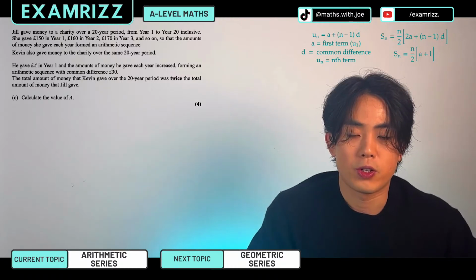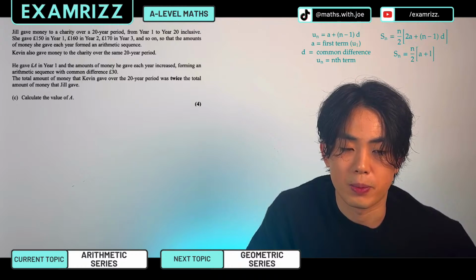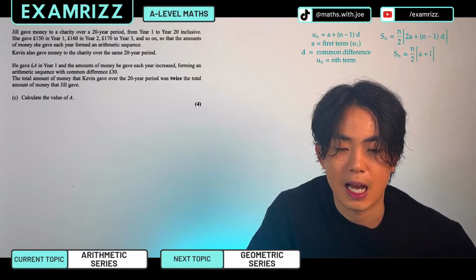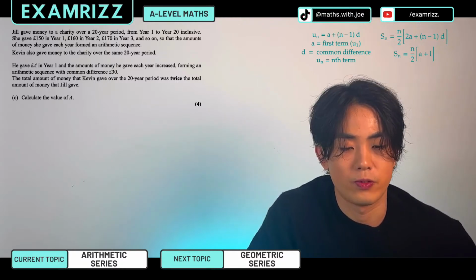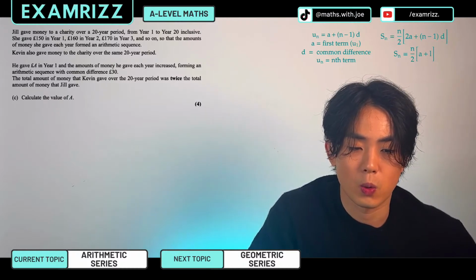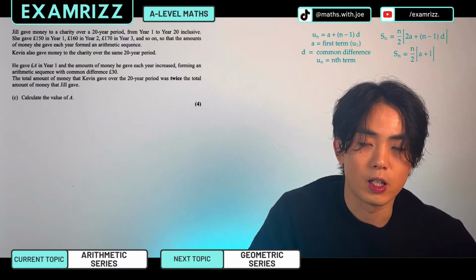So we've got now more information. It says Kevin also gives money to charity over the same 20-year period. He gave £A in year 1, and the amount of money he gave each year increased, forming an arithmetic sequence with a common difference of £30. The total amount of money that Kevin gave over the 20-year period was twice the total amount of money Jill gave. Calculate the value of A.